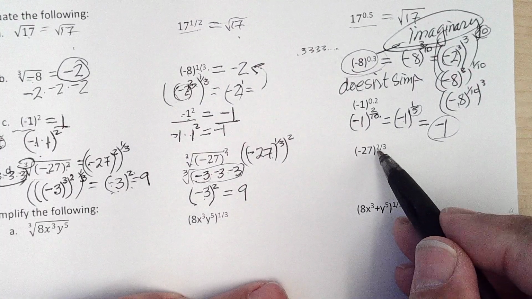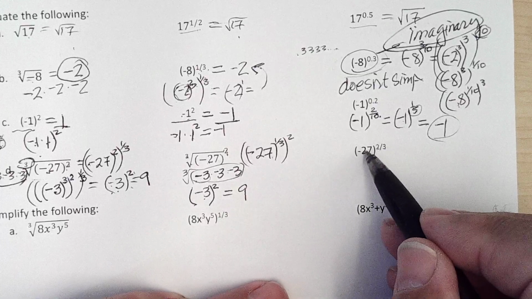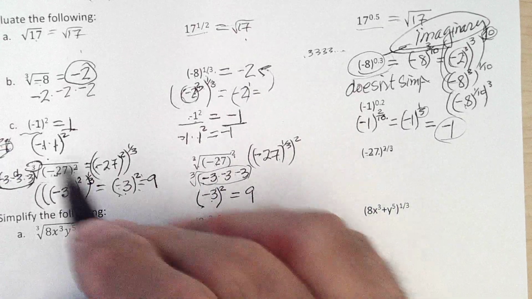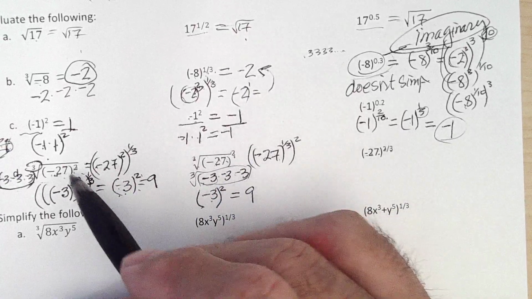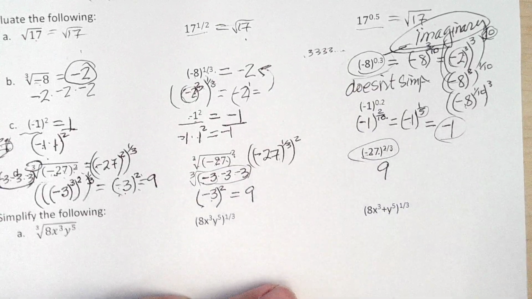And this says take the cube root of 27 and square it, or take the negative 27 and square it, and then take the cube root. It's both of these, either written this way or this way. This is the same thing, and it comes out to be 9.